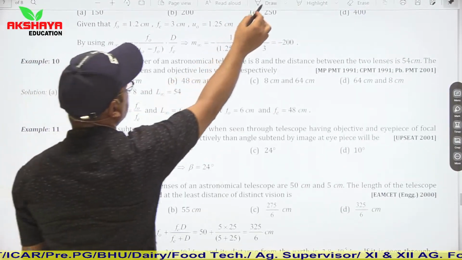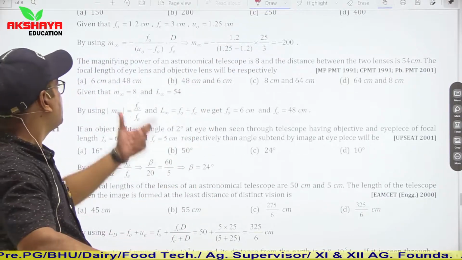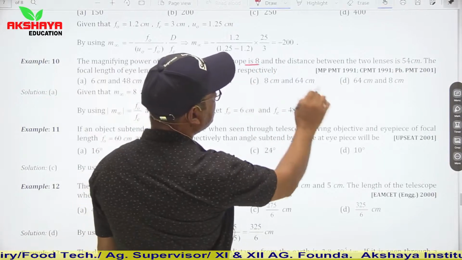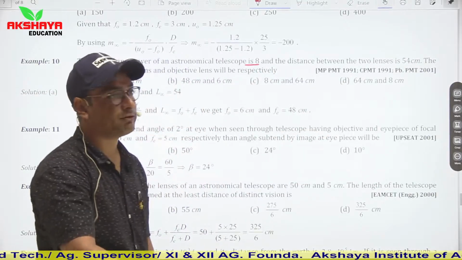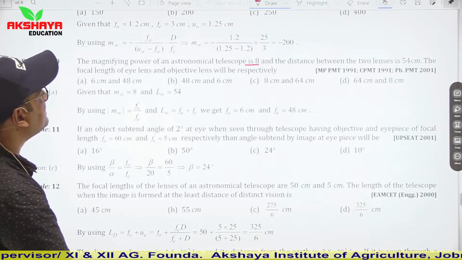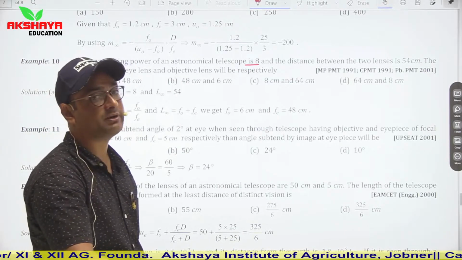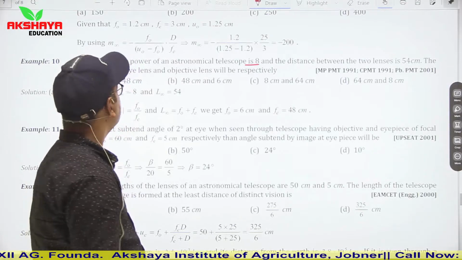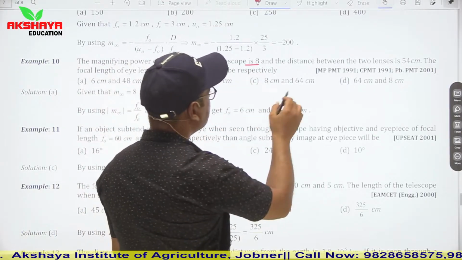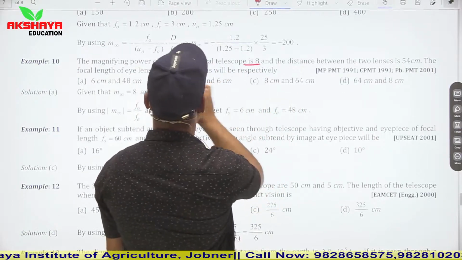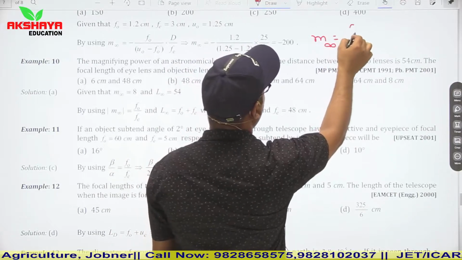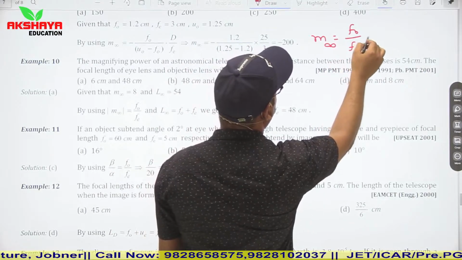Then let us discuss this question based on telescope. So magnifying power of an astronomical telescope is 8 and the distance between the two lenses is 54 centimeter, means length of tube is given. The focal length of eye lens and objective lens will be, so we have to calculate FO and FE. So magnification is given as 8. In this situation, let us say that final image is formed at infinity. So it is FO upon FE and it is 8.